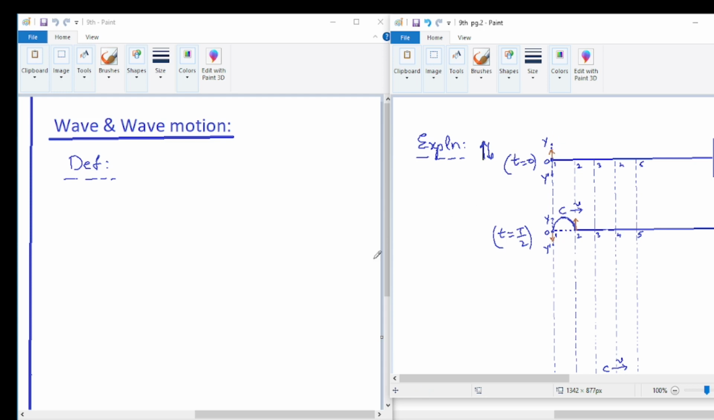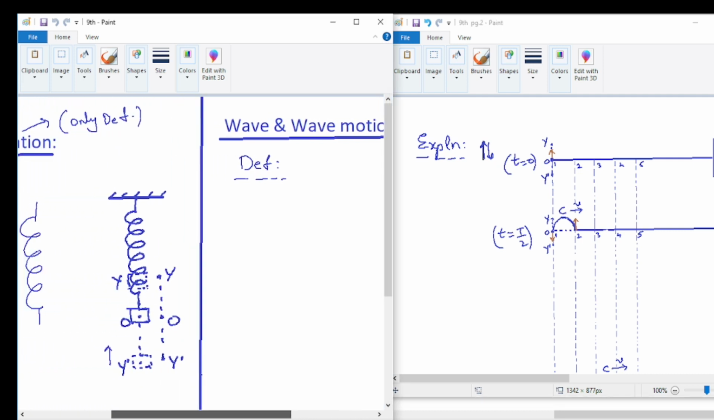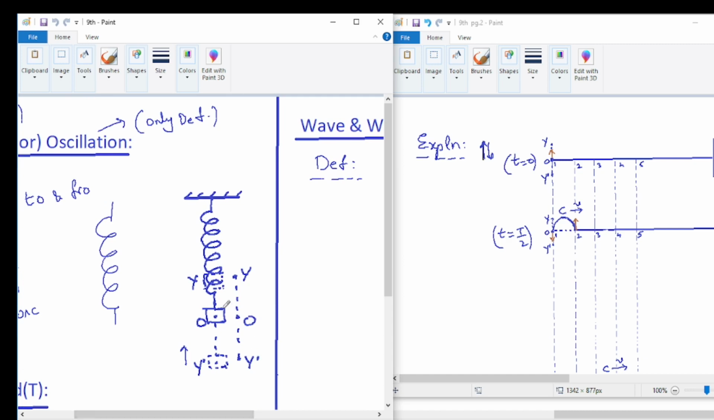Now this is somewhat similar to vibration. We have already seen the meaning of vibration. So what is vibration? We take an initial position of the object, the load, at O. We move the load down to the position Y dash, and then we leave the load here. It goes back up to the original position, the mean position O. The mean position can also be called the central position because it's at the center of the path Y O Y dash.